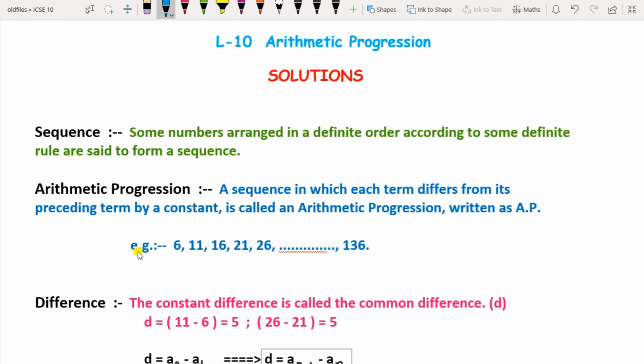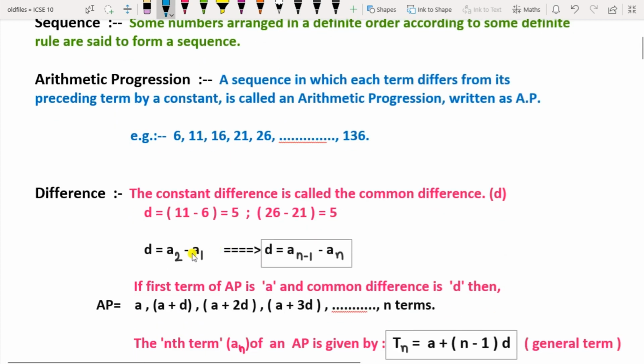The constant term that we are getting here is called the D, that is the difference. The constant difference is called the common difference. It is denoted by small d. You can find d by subtracting two consecutive numbers, that is a2 minus a1, or in general the formula is d equals a(n) minus a(n minus 1). This way you can find d, the difference.